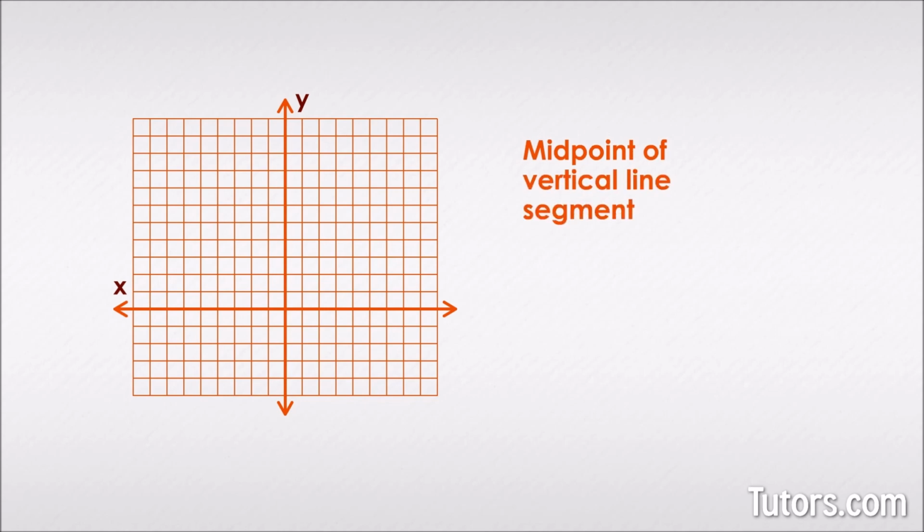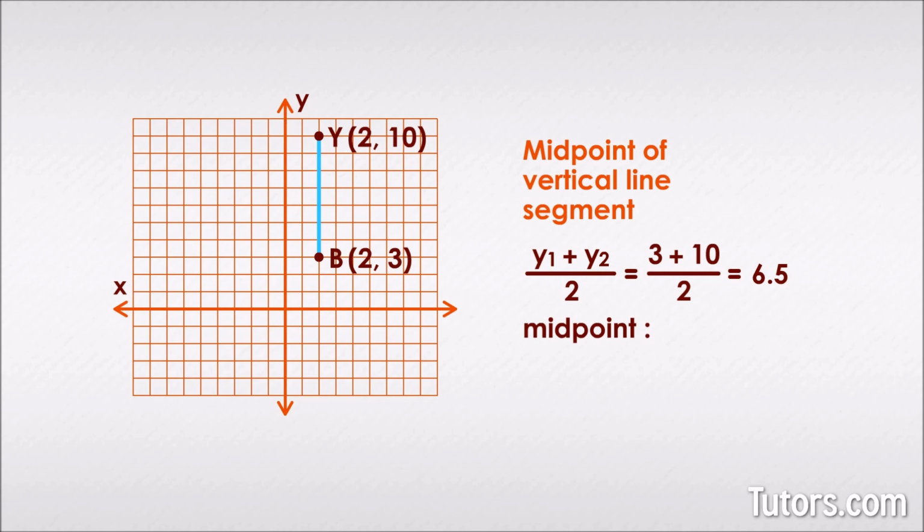To calculate the midpoint of a vertical line segment, we do the same thing, just this time we concentrate on the y values. So this time we have y1 plus y2 divided by 2. Let's say our points are point B at 2,3 and point Y at 2,10. After we plug them into our formula and do that math, we find that the midpoint is 6.5.